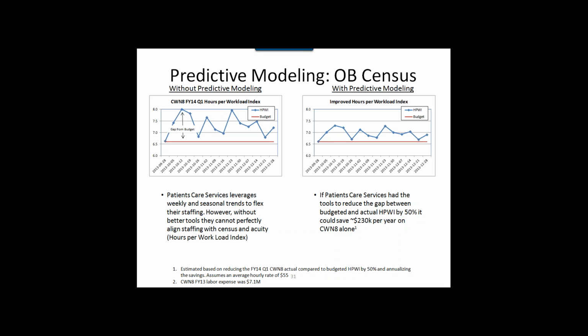And we did some analysis with predictive modeling and estimated that if they had these tools, they could have reduced that gap by 50% and might have saved $230,000 a year just on one unit.